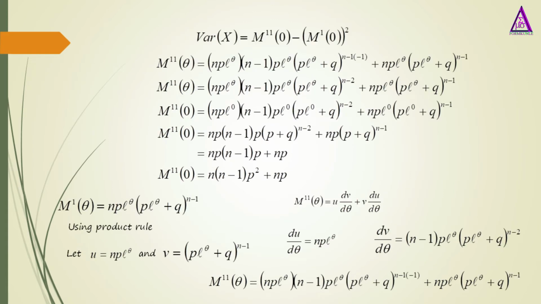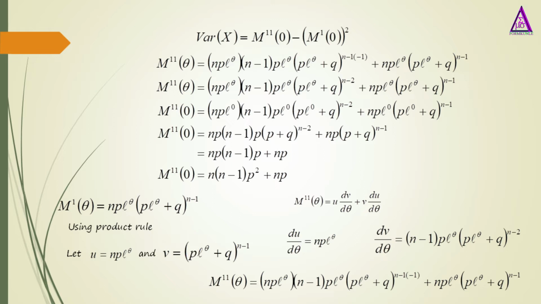Our expected value using the moment generating method of the binomial equals np. To obtain the variance of the binomial distribution using the moment generating function method, we have this: the variance of x equals the second derivative of the moment generating function at 0, minus the first derivative of the moment generating function at 0, all raised to power 2. When we differentiate the moment generating function twice, these are the processes used. This is the result when we differentiate once.